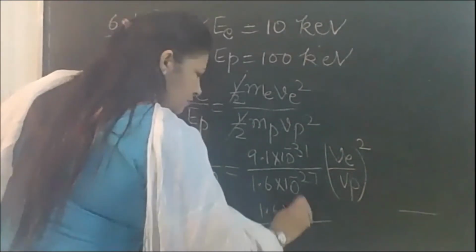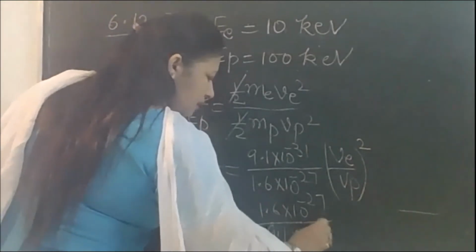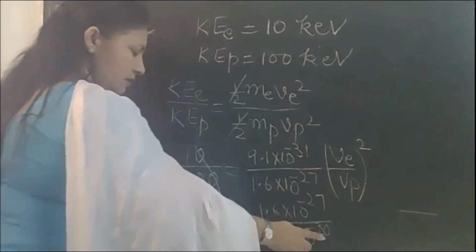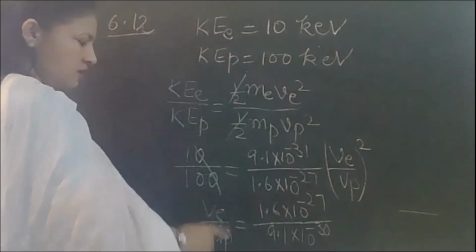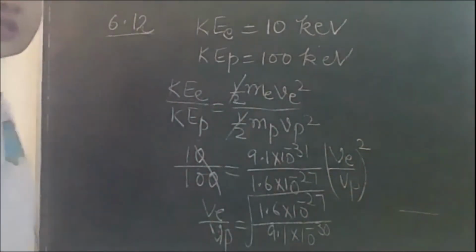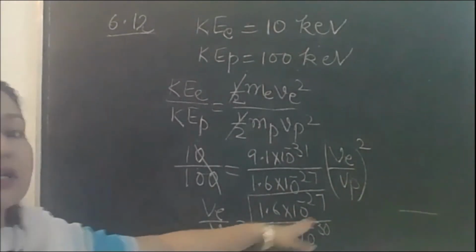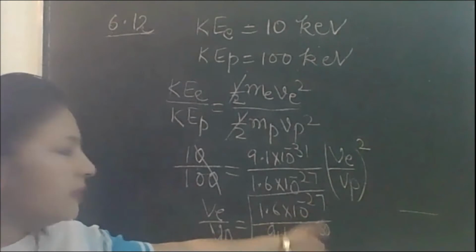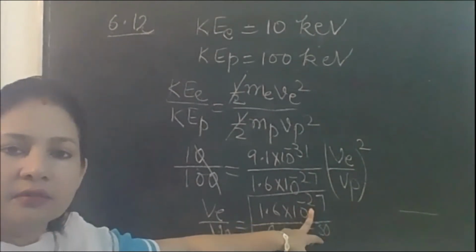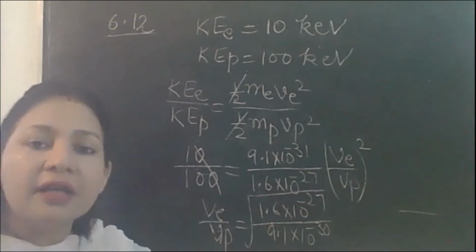1.6 into 10 raised to power minus 27, over 9.1 into 10 raised to power minus 30. When we multiply it with 10, the power becomes minus 30. Since it was square, it will be under root of this. When you solve it, you will see that this ratio is greater than 1, because 10 raised to power minus 27 plus 30, 1000 will be there in the numerator. So this ratio is coming out greater than 1.